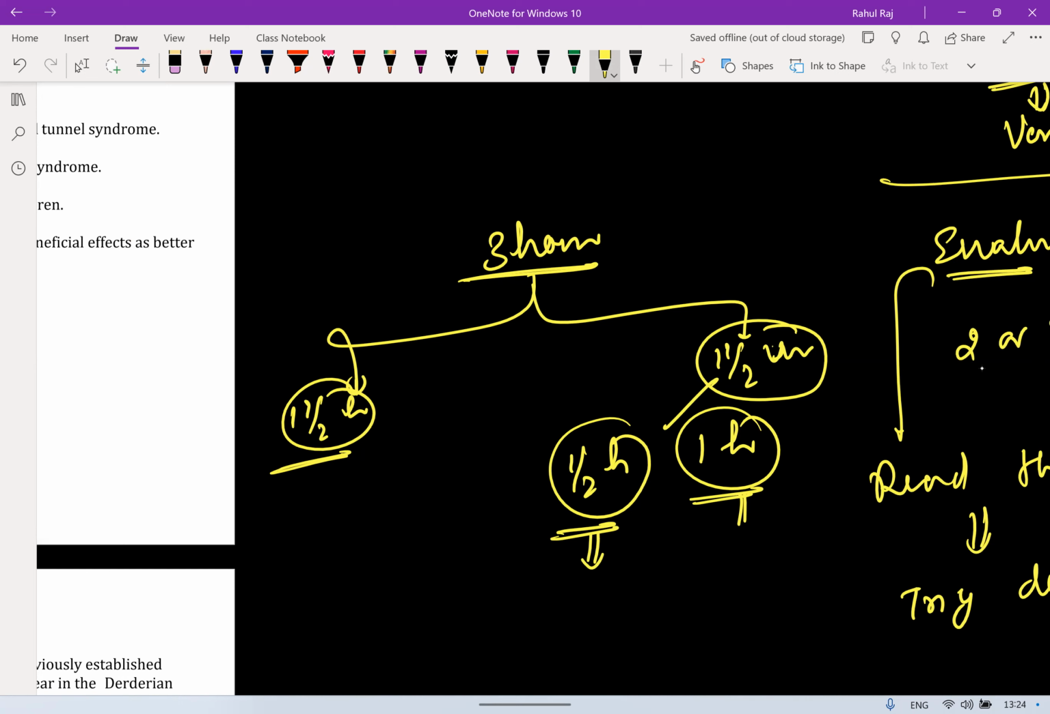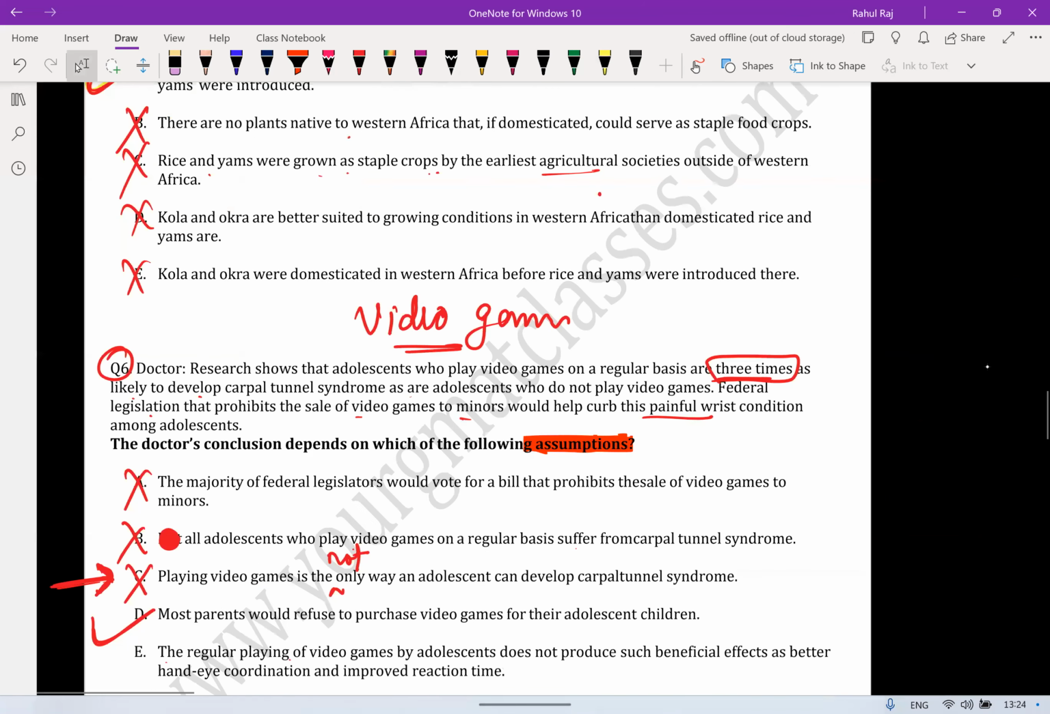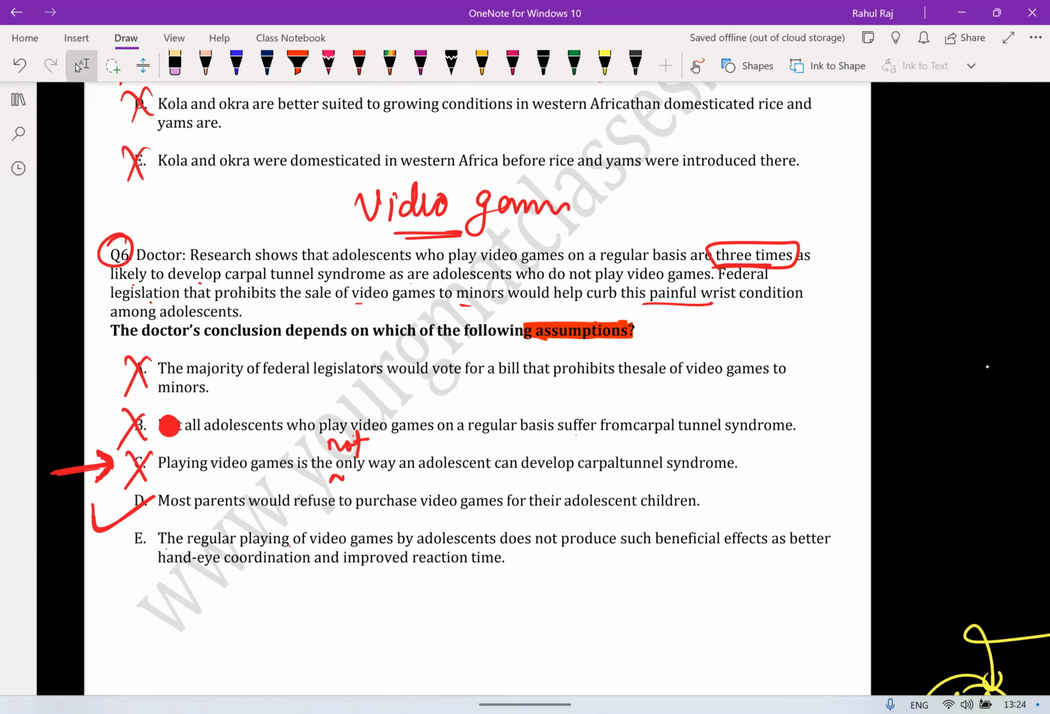Yes, please tell me, someone was saying something. Rahul, I have one question. Actually, it's a very silly question. No issues, tell me. Question 6, option C. In this type of options where only is mentioned, like playing video games is the only way you can get the syndrome, or in some other question it's the only way you can get cancer, is there a trend or pattern that usually these types of options are wrong? No, this is all crap.